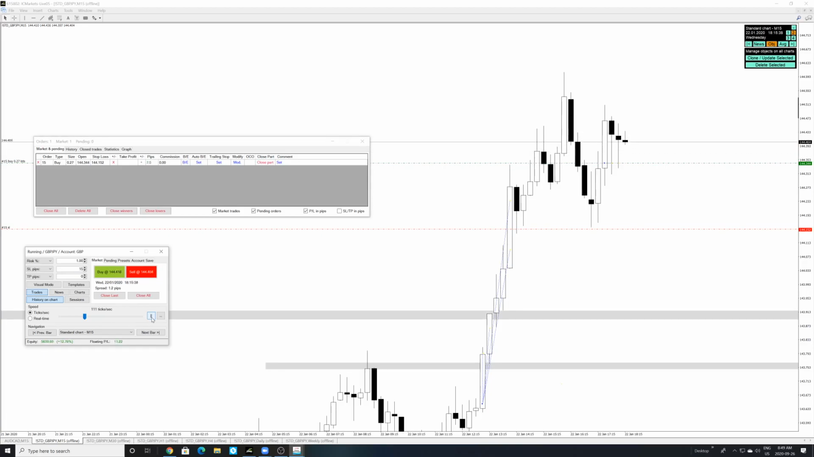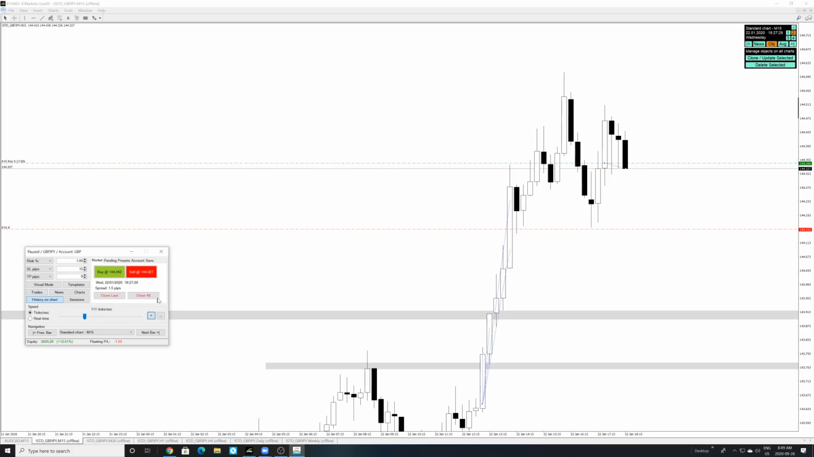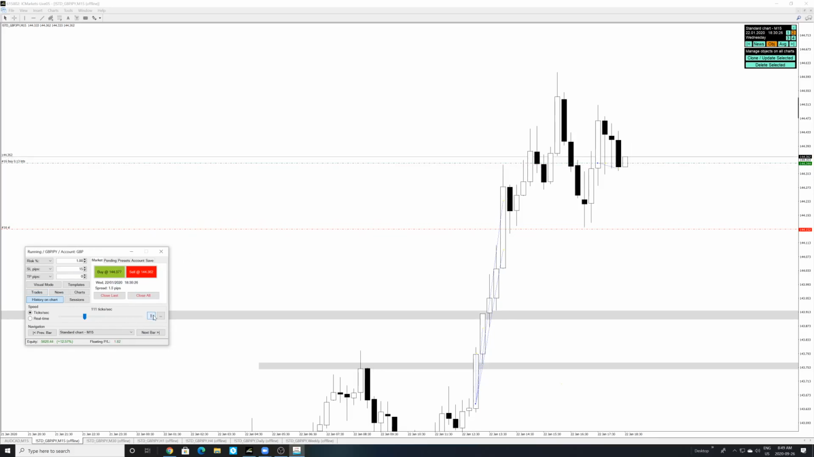So 15-minute candle closed bearish. This is the next 15-minute candle. It's still forming. Hasn't really closed yet. And it broke the low of the previous 15-minute candle. So we're going to close another 50% right over here. Now the 30-minute candle is about to close. 30-minute candle closed. Let's take a look on the 30-minute.